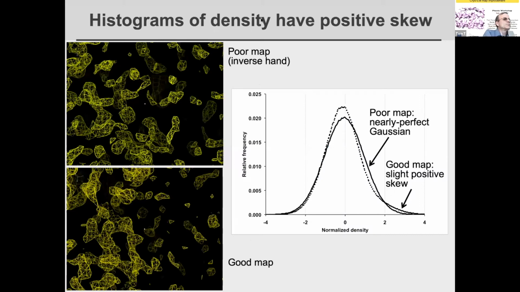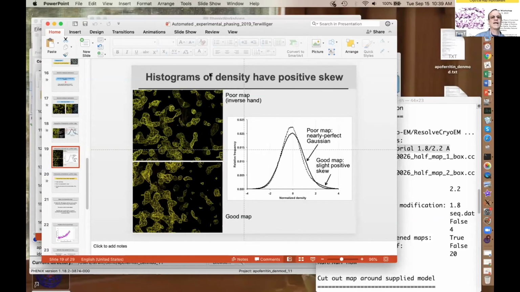So in this real example, a good map, which is the dotted lines, shows, once again, most points are around 0. And then there's a few points that are extra high. And that corresponds to the points that are on top of atoms. And a random map has a distribution of density values that's almost a perfect Gaussian, the solid line. Okay, let's close that one. And I think we're done with this one too now.